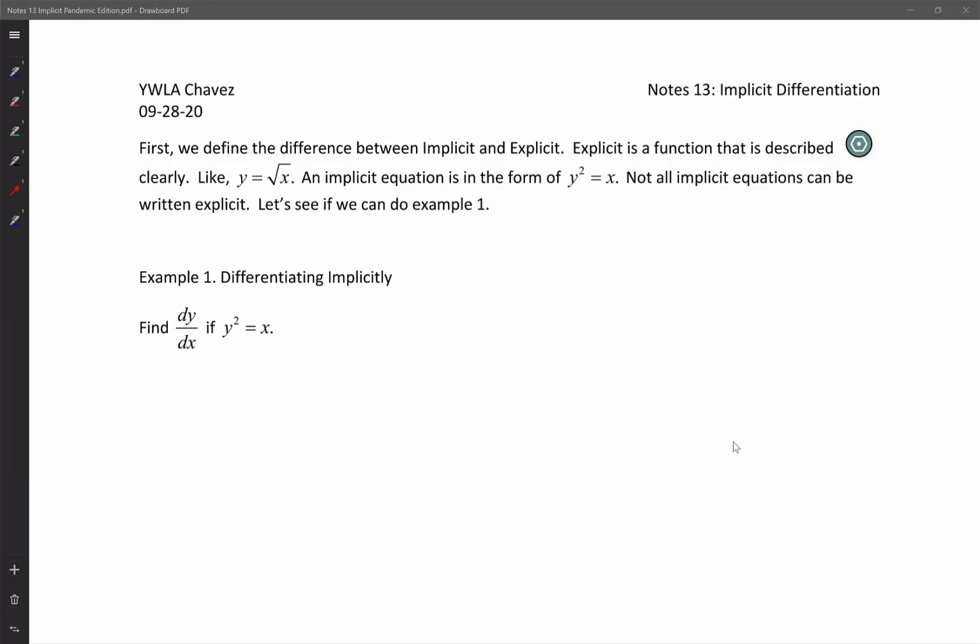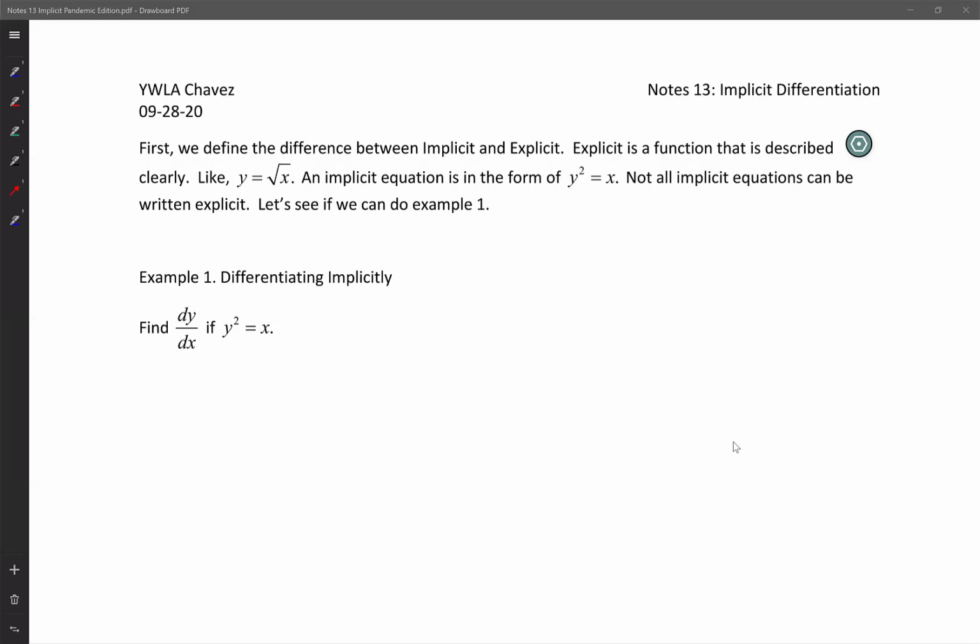First, we define the difference between implicit and explicit. Explicit is a function that is described clearly, like y equals square root of x. That is explicit. And an implicit equation is in the form of y squared equals x. Not all implicit equations can be written explicit. Let's see if we can do example one.